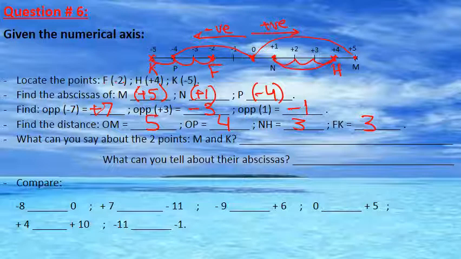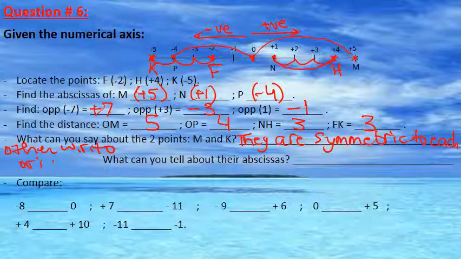What can you say about the 2 points M and K? This is M and this is K. M and K, they are symmetric to each other with respect to the origin O. What can you tell about their abscissas? K has an abscissa minus 5 and M has an abscissa plus 5. Their abscissas are opposite.